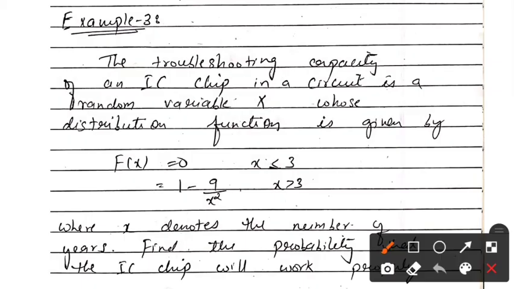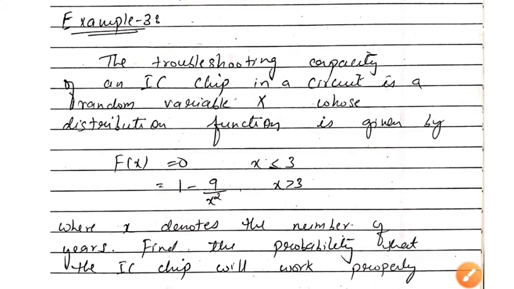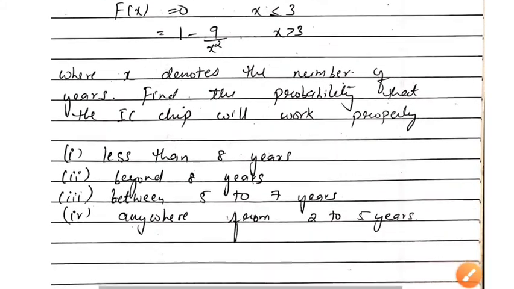Let us check one more example. The troubleshooting capacity of an IC chip in a circuit is a random variable x, whose distribution function is given by F(x) equal to 0 for x less than or equal to 3. That is, the value of F(x) will be 0 when x is less than or equal to 3, and when the value goes beyond 3, that is for x greater than 3, your function is 1 minus 9 by x square, where x denotes the number of years.